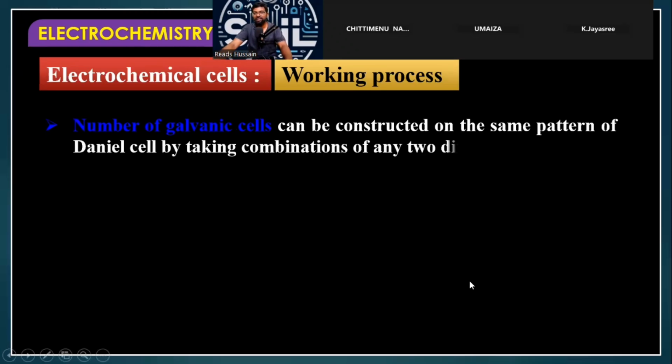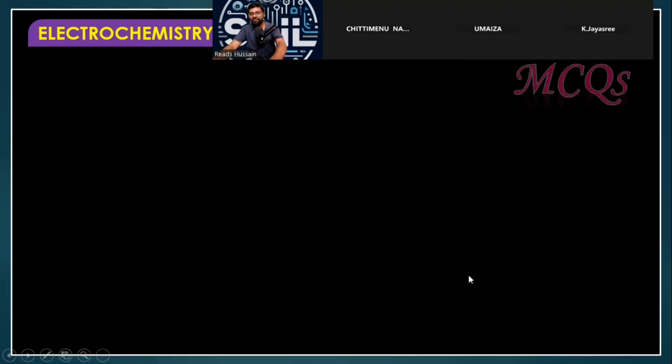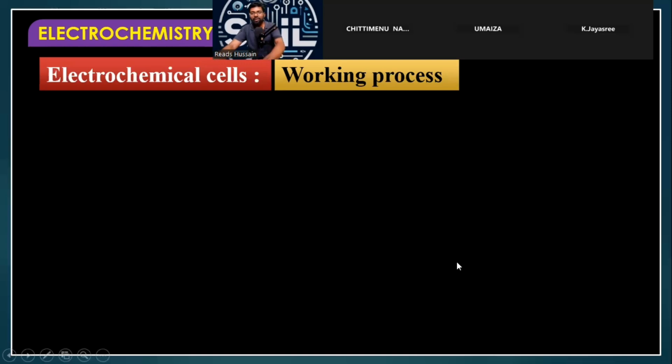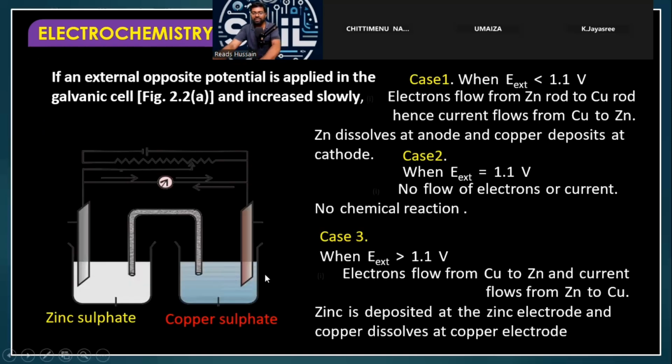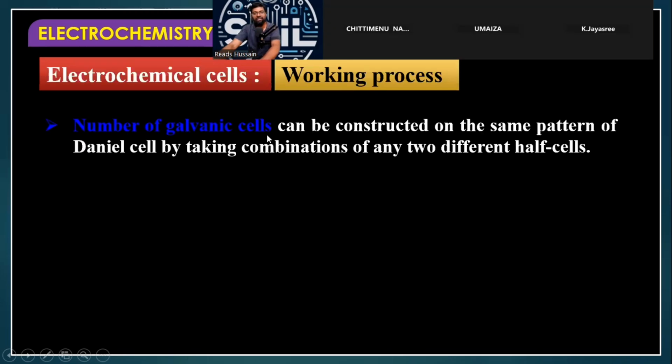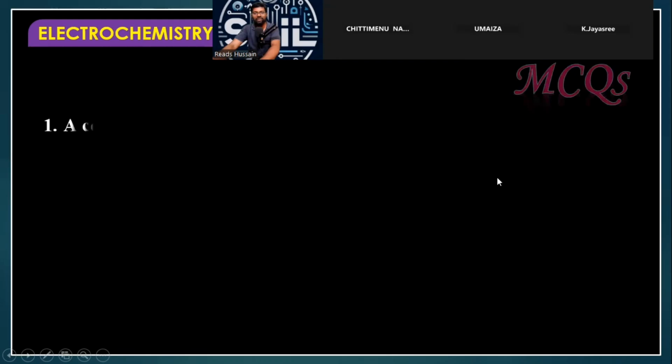A number of galvanic cells can be constructed on the same pattern of a Daniell cell by taking a combination of any 2 different half cells. Generally, what we have used is a zinc rod, zinc sulfate solution, copper rod and copper sulfate solution. We need not take zinc sulfate and copper sulfate every time. You can change these metal electrodes, and you can create a number of galvanic cells with different combinations of half cells. So that's the meaning of that.